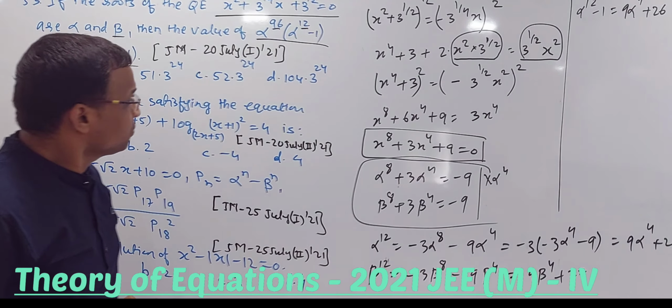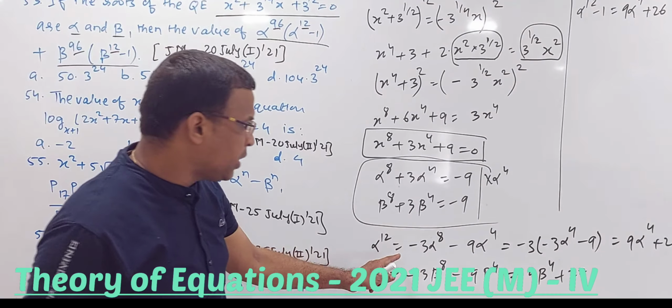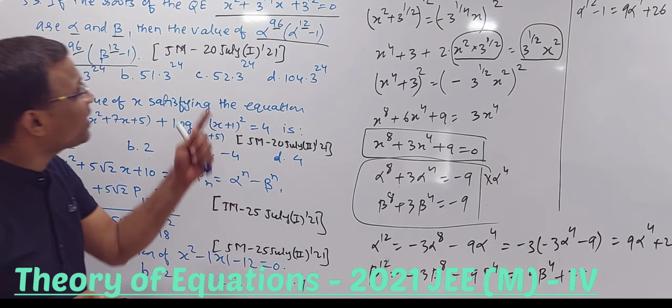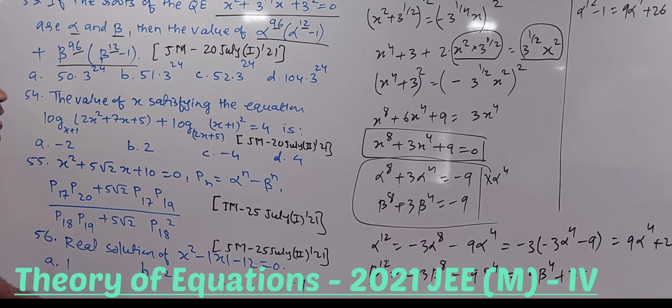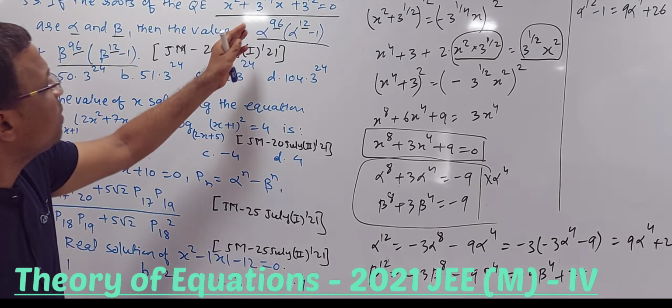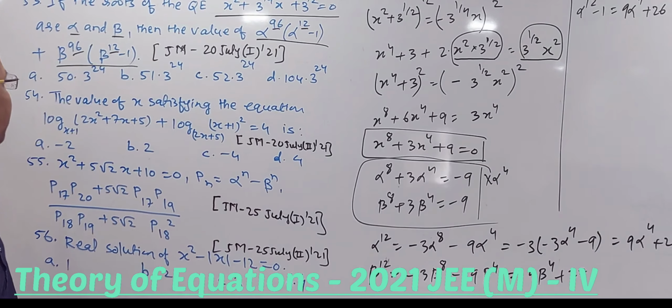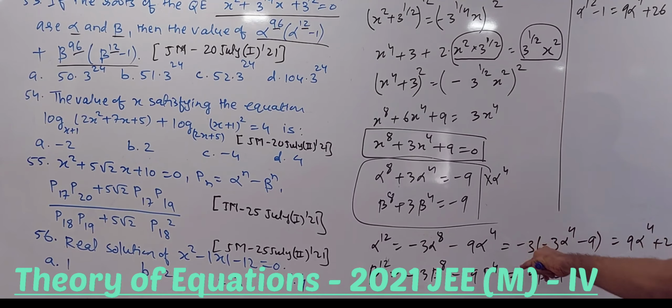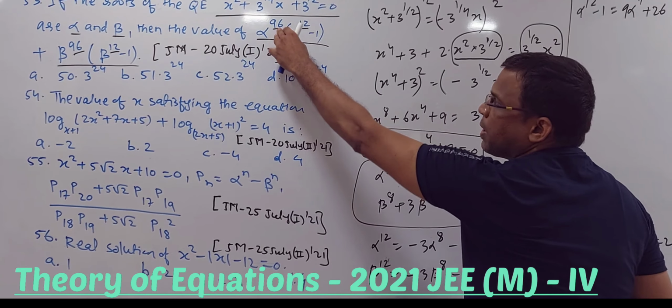Now see, we have alpha power 12 value. From that we can calculate alpha power 96. That is one approach. Another is we can also calculate it by using alpha power 8's power. Fine, so alpha power 8 is something which we are getting like this, and we can use this to get the value of alpha power 96.